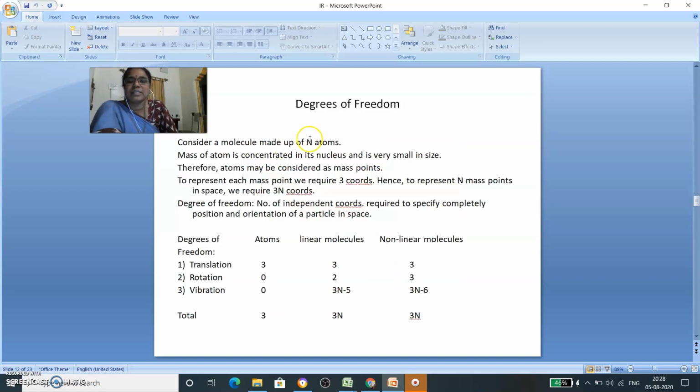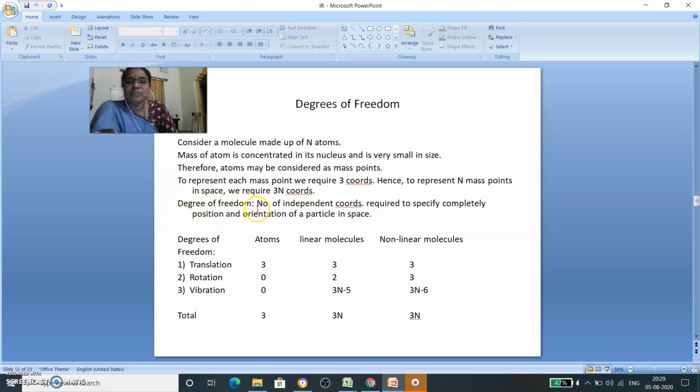Right? Next, degrees of freedom. So consider a molecule made up of n atoms. The mass of an atom is concentrated in its nucleus and is very small in size. Therefore, atoms may be considered as mass points. So, to represent each mass point, we require 3 coordinates. Hence, to represent n mass points in space, we require 3n coordinates. Please remember, this is the basic point which we need.